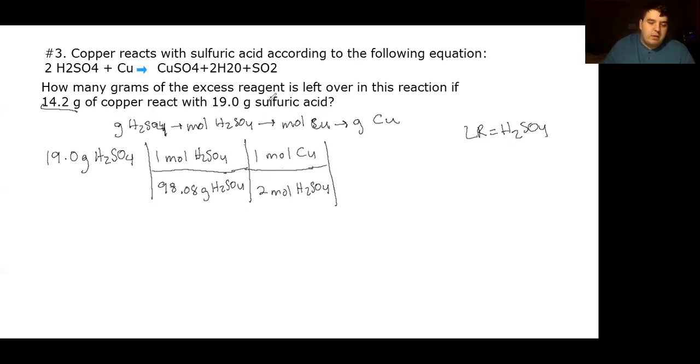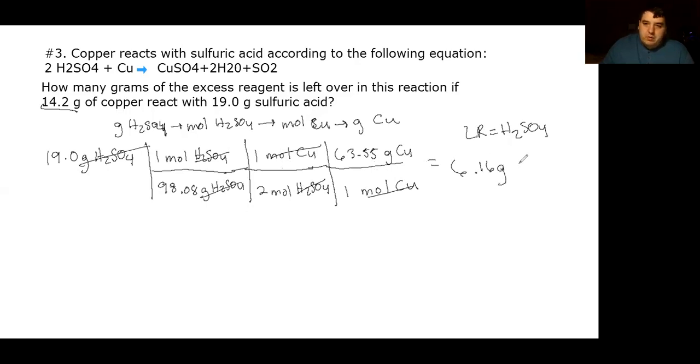And lastly, let's go ahead and convert the moles of copper into grams. So we know that 63.55 grams of copper is equivalent to 1 mole of copper. And now we can again cancel out units that are the same. And when we calculate this, after we round off, we're going to get a value of 6.16 grams of copper used in this reaction. Okay, so we used 6.16 grams of copper. Now, this is not the final answer. The final answer is asking what is left over of copper.